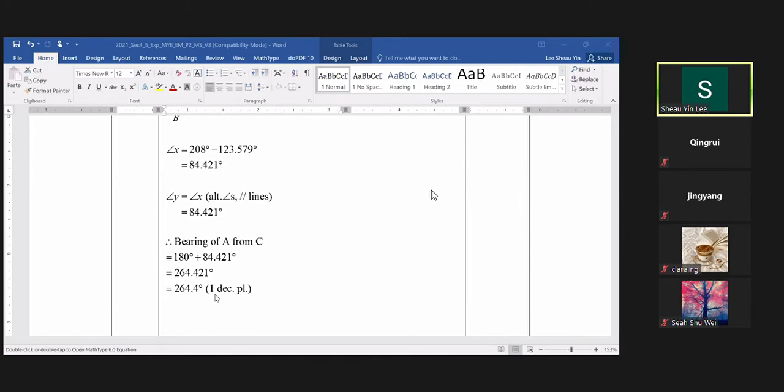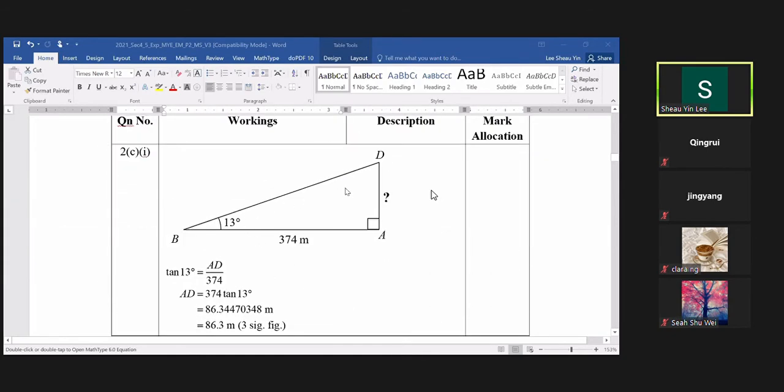Okay, there is no 3SF. Some of you leave the answer as 3SF, and I minus away your marks. Angle must be one decimal place only. Actually, your Paper 2 is not very well done. I minus a lot of marks here and there.